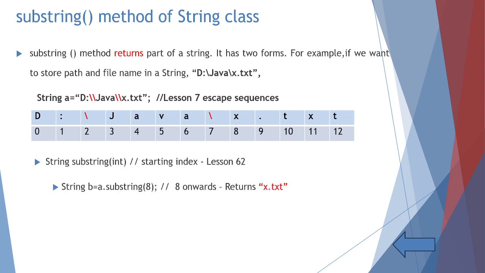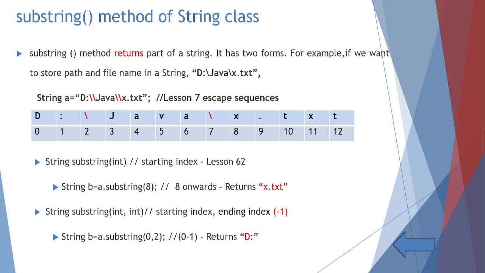Now the substring takes an int, that is the starting index. So String b is equal to a dot substring. a is the string, d colon backslash Java backslash x dot txt. a dot substring 8 means index 8 onwards. If you see the figure, x dot txt will be returned.